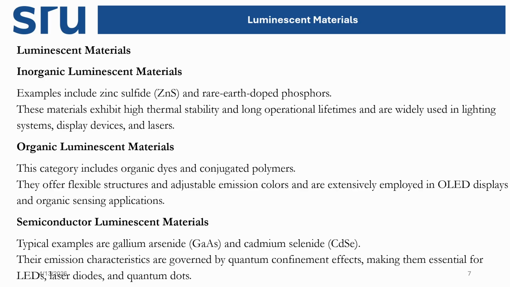Now, what materials can these properties be observed in? What are the different types of materials where this luminescence property can be observed? One is the inorganic materials. What inorganic materials are used for the luminescence property? That compound is zinc sulfide. This is a well-known compound for inorganic luminescence material, zinc sulfide. And rare earth doped phosphors can also be seen to have luminescence properties.